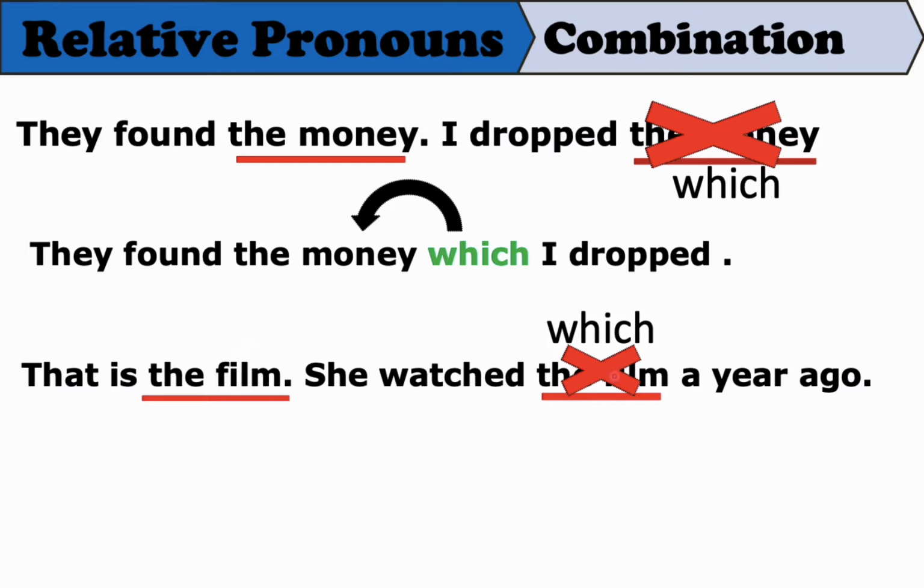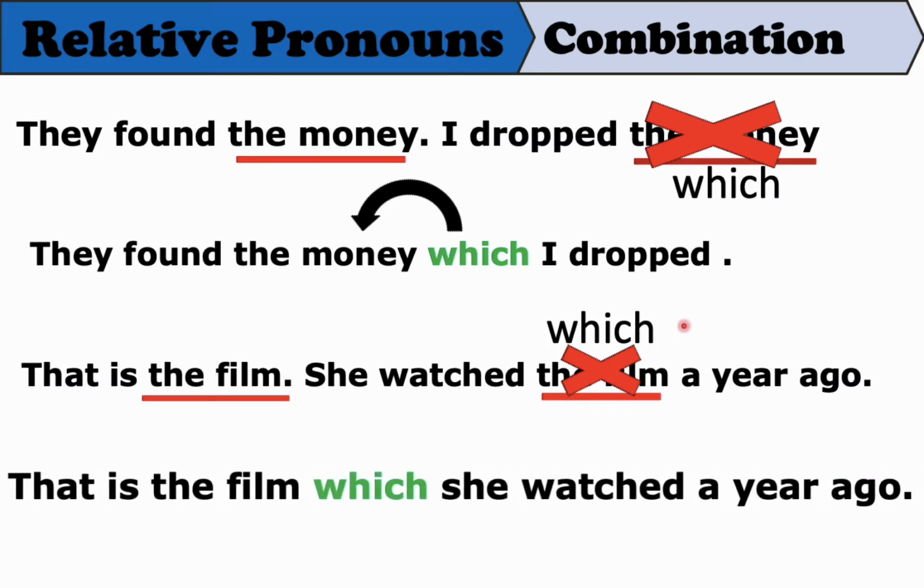Are we going to use who here? No, because the film is not people. So the sentence is, that is the film which she watched a year ago. So what does which refer to? It is the film. So please remember that which is after the film, after the thing that is repeated.